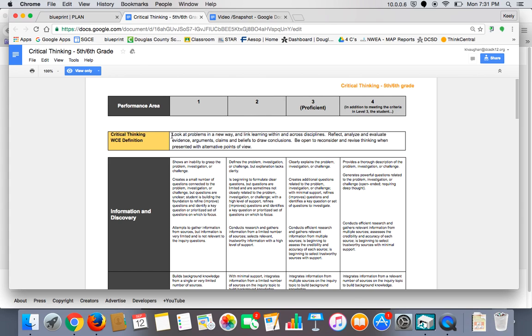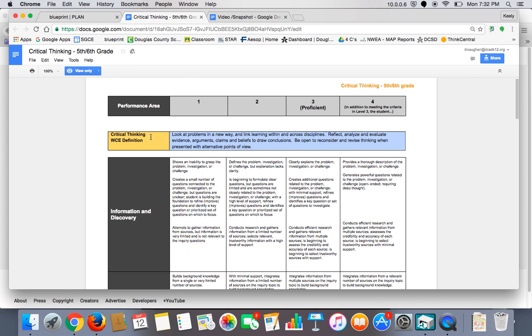If I'm not really sure what critical thinking means, in this yellow box, it explains it. It says look at problems in a new way and link learning within and across disciplines. So that means I'm going to take what I'm learning about veterinary medicine and canines, and I might be able to apply that to humans too. Reflect and analyze and evaluate evidence, arguments, claims, and beliefs to draw conclusions. So I'm going to look at the research that I'm evaluating about how dogs' systems are affected by medicine and see if I can draw a conclusion or an idea about what can be improved.